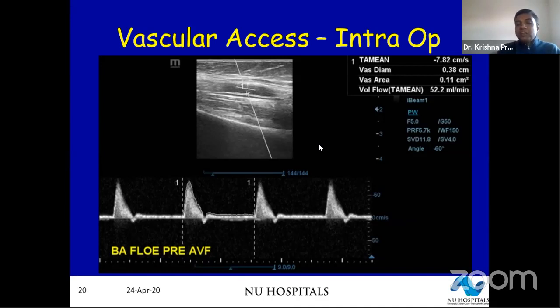Manish told you about the clinical ways you can predict whether this fistula is going to work. How can you say that on table, my fistula is not going to give me trouble in the evening? So I do a Doppler on table for every single patient. So this is a Doppler of the brachial artery, pre-creation of the fistula. And you can see it's a typical triphasic pattern. The flows are around 52 mils per minute.